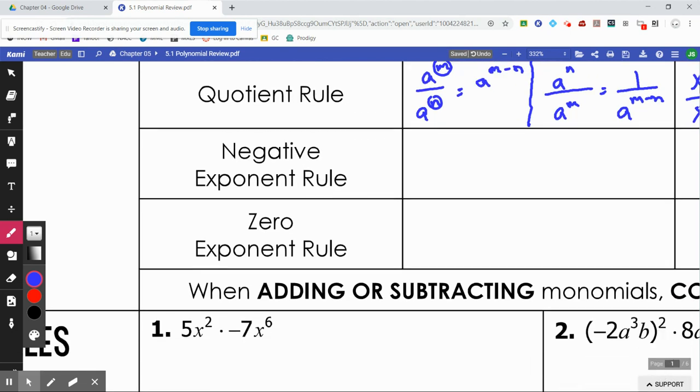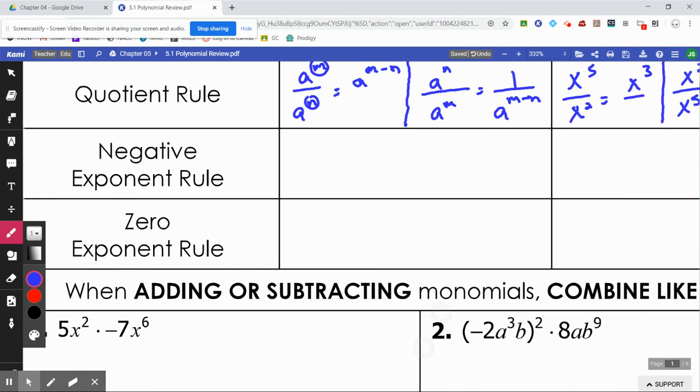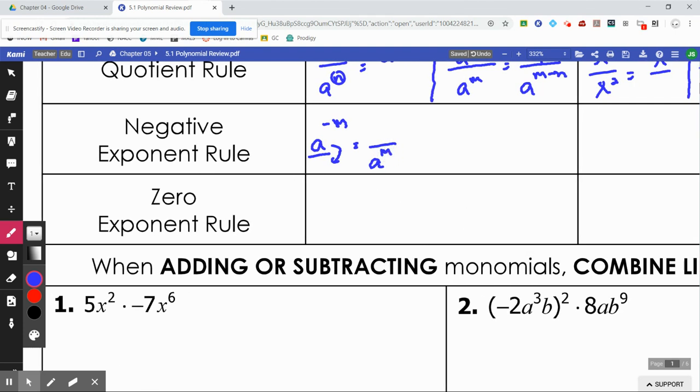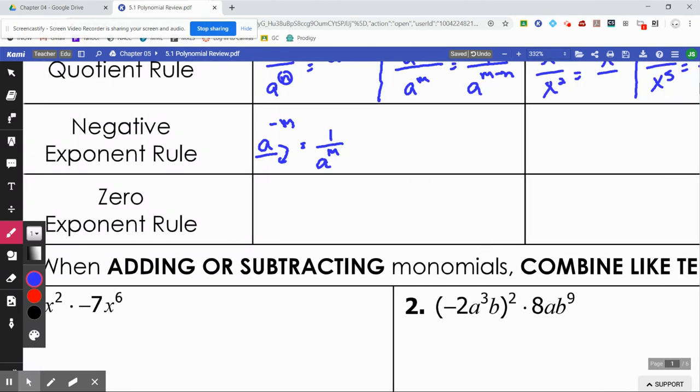Next up, your negative exponent rule says if you have an a to a negative exponent, here's how you make a negative exponent positive. You draw a fraction bar, you bring it to the bottom. If it's a to the negative m on top, then it's a to the positive m on bottom. Let me write that again. If there's nothing left on top, you always put a 1.